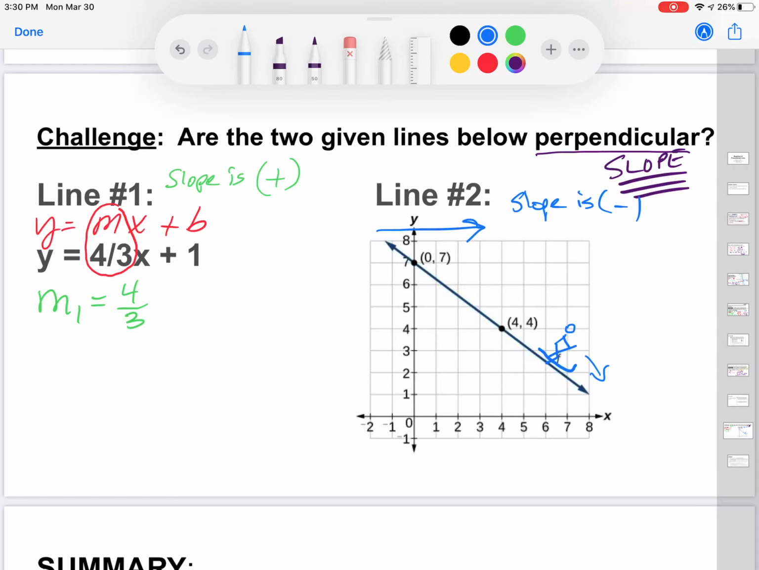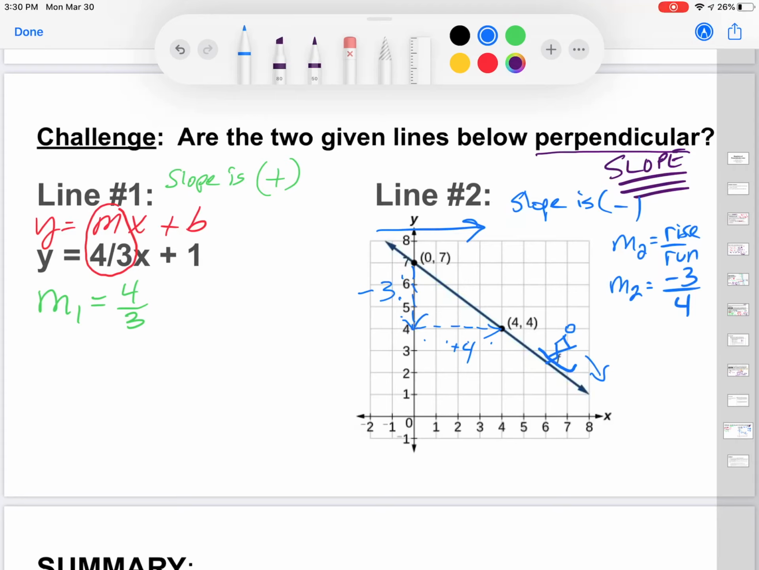Okay? Line number 2, if I look at rise and run, my rise is right here. It's going down, and my run is going over to the right. Now this goes down 1, 2, 3, so this is a negative 3. And this goes right 1, 2, 3, 4, so that is a positive 4. So if my slope for line 2 is rise over run, then that means my slope for line 2 is a rise of negative 3 and a run of 4. Okay?